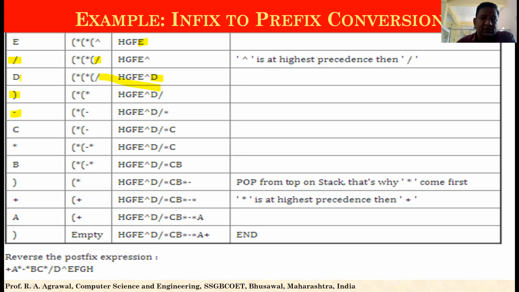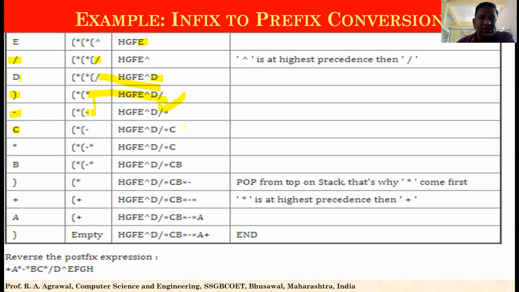Next step is the minus. When a minus sign is encountered, here again you have to check. Multiplication has more priority than the minus sign, so we will first pop out multiplication and add it to the postfix expression. Why are we doing this? Because multiplication has higher priority than the minus sign. So we pop out multiplication, add it to the postfix expression, and then we add minus on the top of the stack.